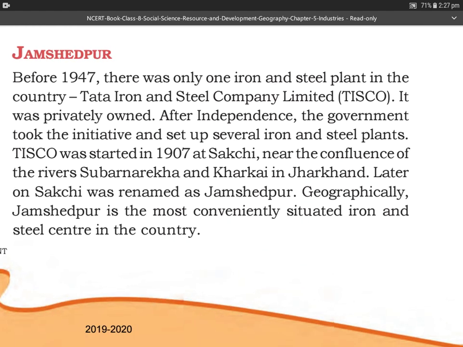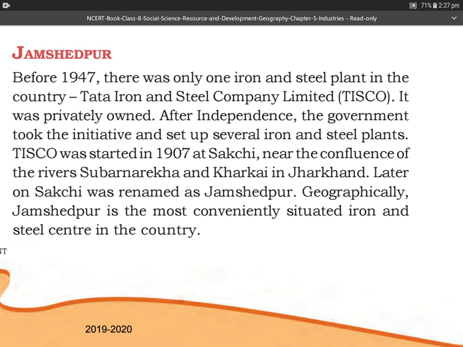Jamshedpur. Now you recall your history chapter 6. Before 1947, there was only one iron and steel plant in the country, that was Tata Iron and Steel Company Limited. In short, it was called TISCO. It was privately owned by Tata Group.